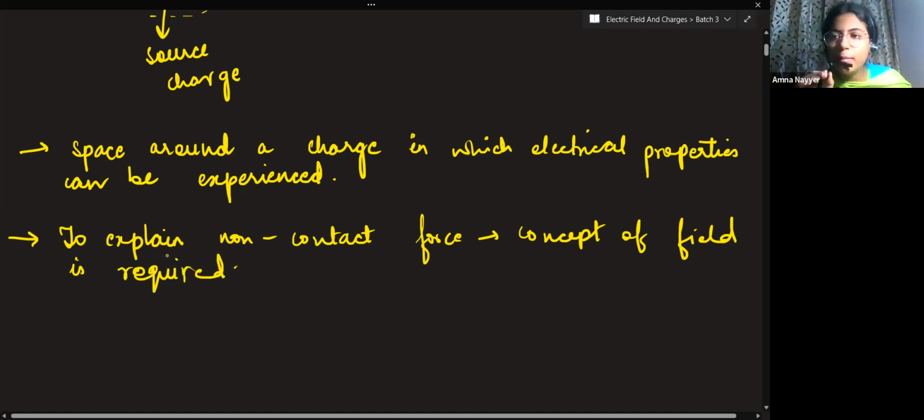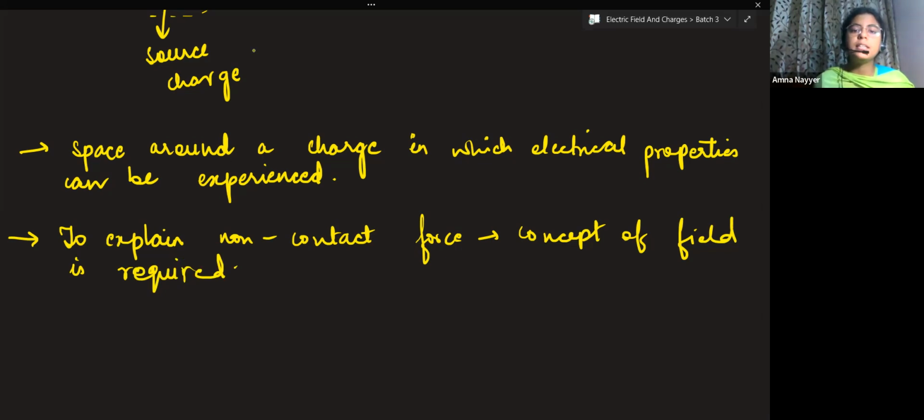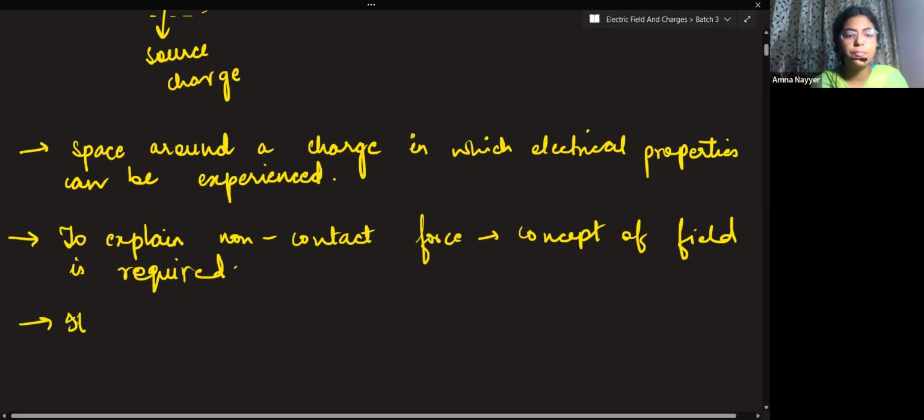So what is meant by electric field? I'm repeating again. A single charge produces a certain space around itself in which various electrical phenomena can be experienced. This confined space around the charge is known as electric field, and it's a property of at least one charge. It is a property of a single charge.